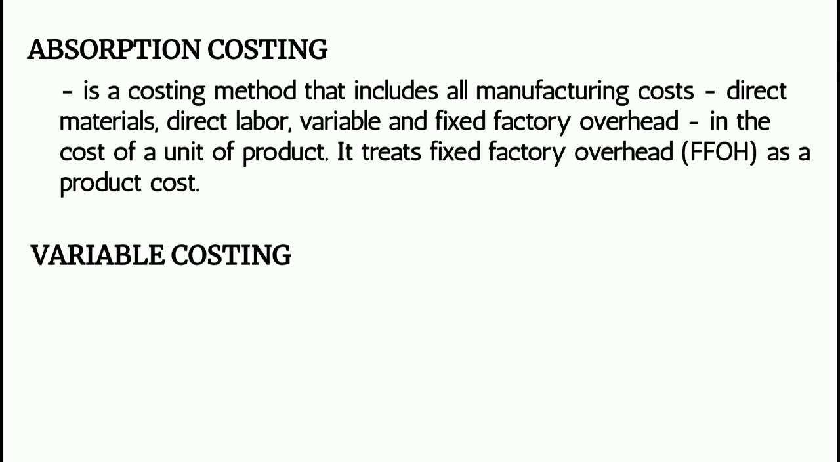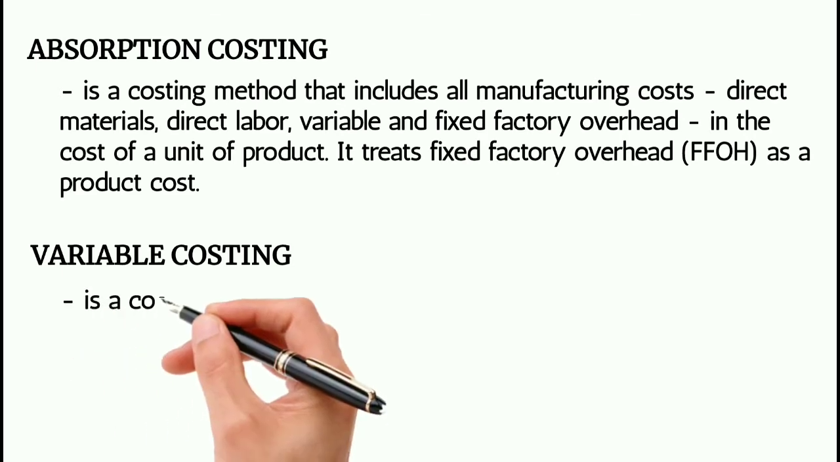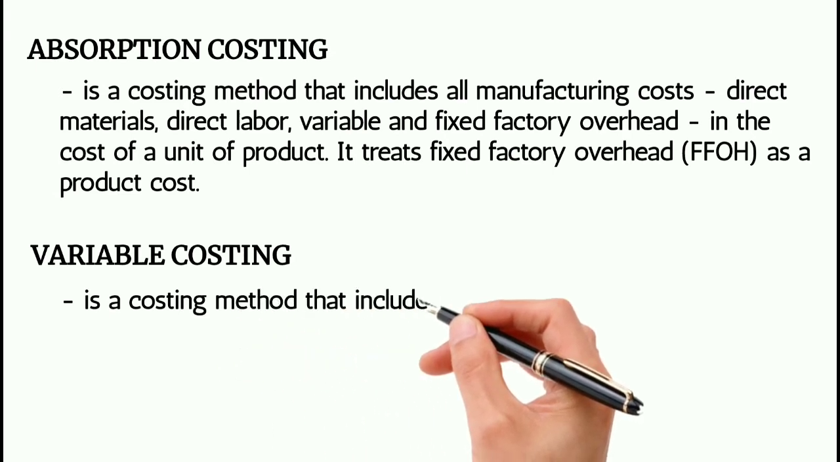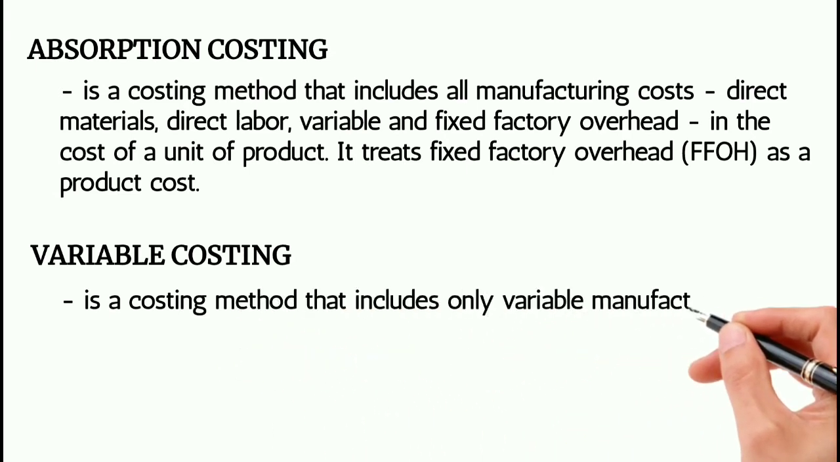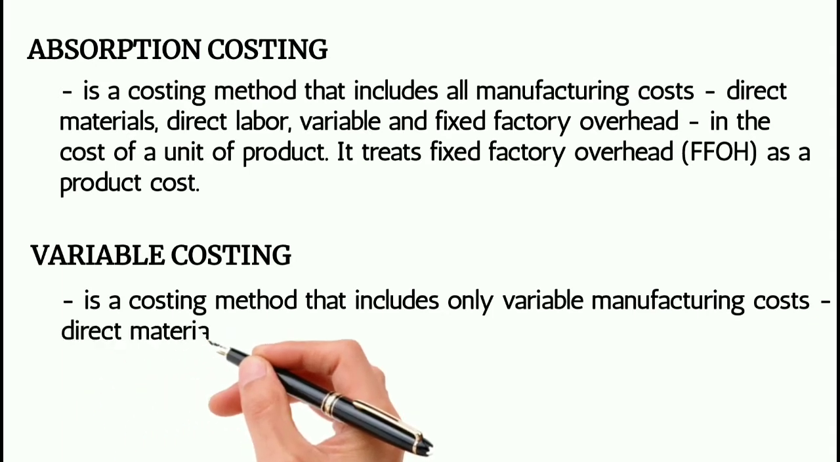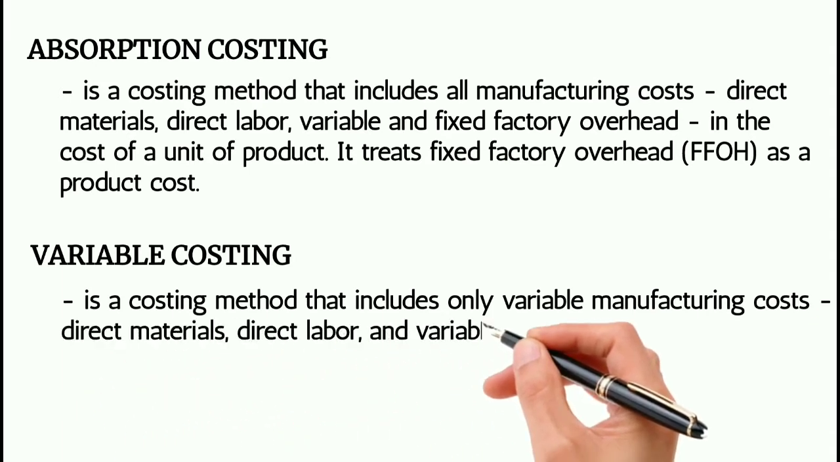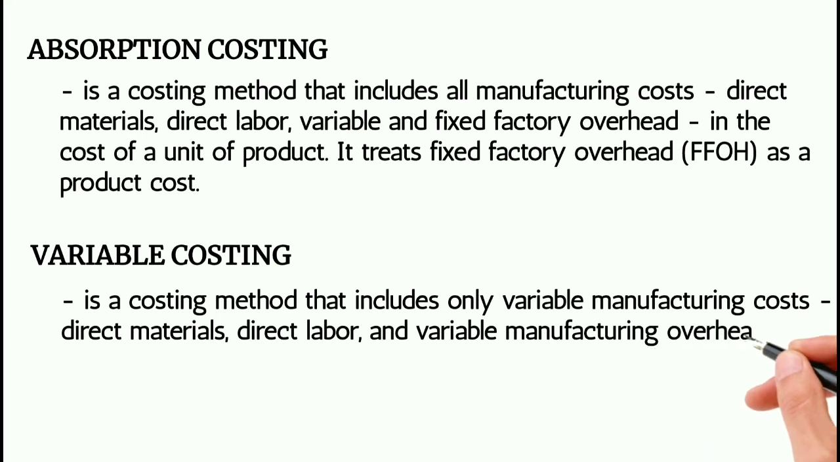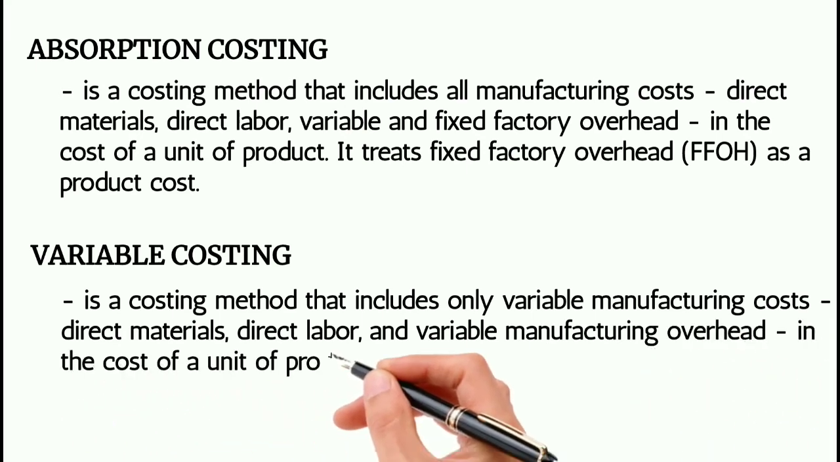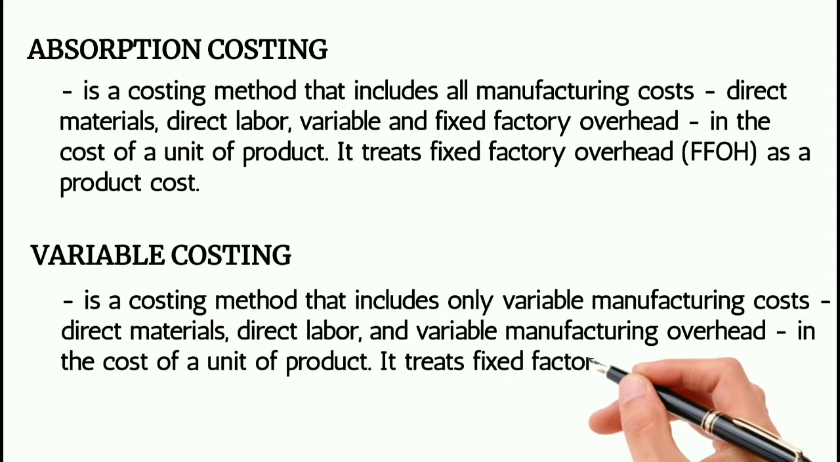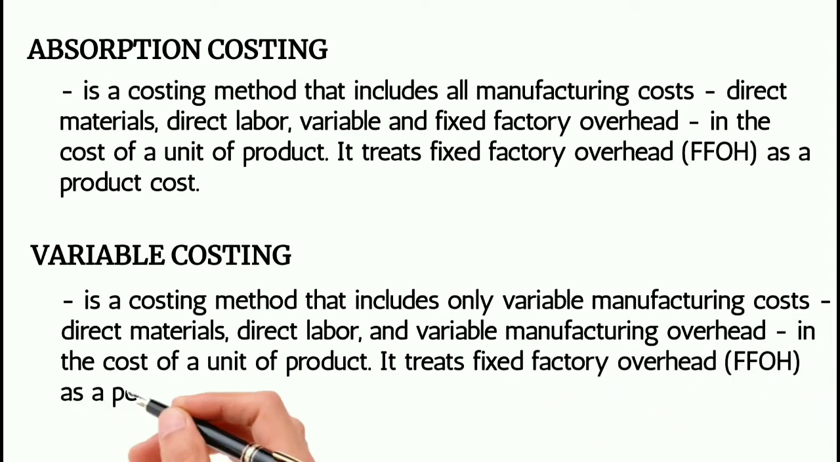On the other hand, variable costing is a costing method that includes only manufacturing costs, direct materials, direct labor, and variable manufacturing overhead in the cost of a unit of a product. It treats fixed factory overhead as a period cost. Again, under the variable costing, ang fixed factory overhead ay period cost.